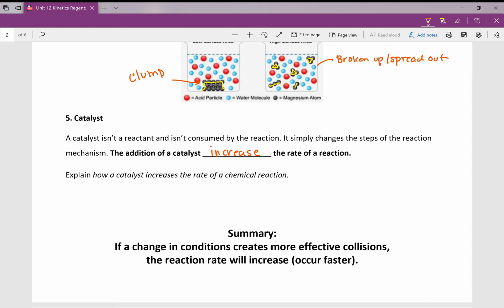So this is a common Regents question where we'll say, how does a catalyst increase the rate of a chemical reaction? So the wording of this, just because you might see this in various Regents questions, would be that it creates an alternative reaction pathway.